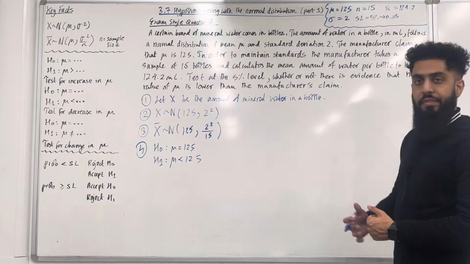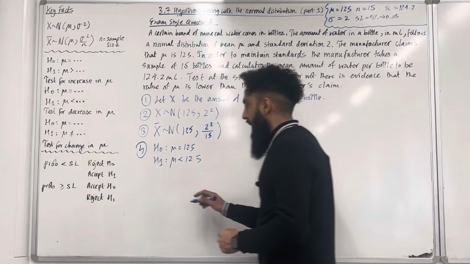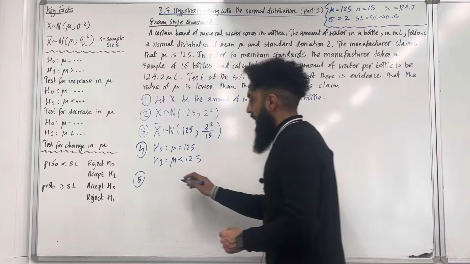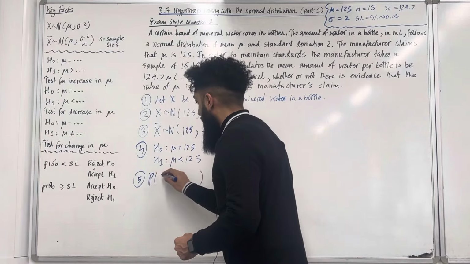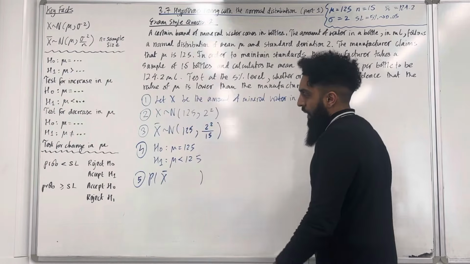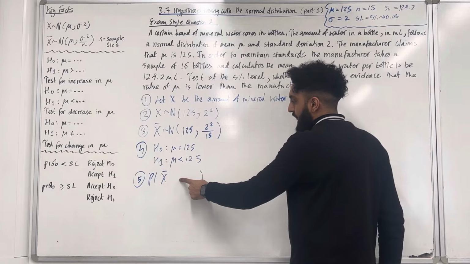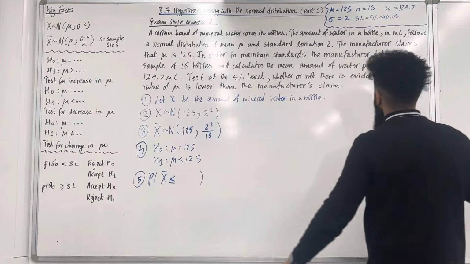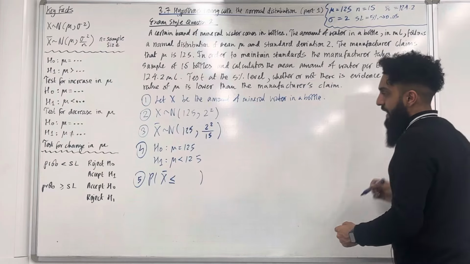Right, so that's the end of step 4. Let's move on to step number 5. This is where you calculate a probability. So probability, capital X bar. In H1 we have less than, so over here we must use less than or equal to. Our sample mean from the 15 bottles was 124.2.